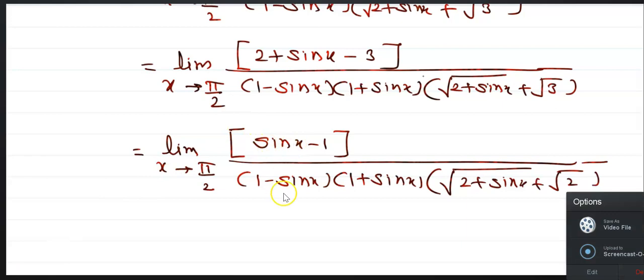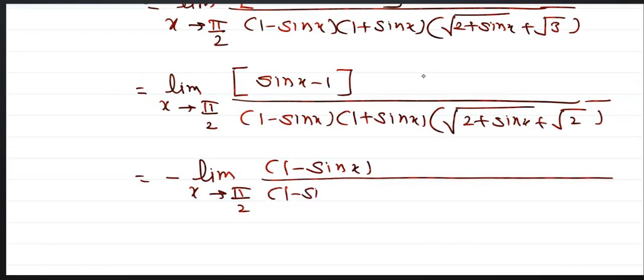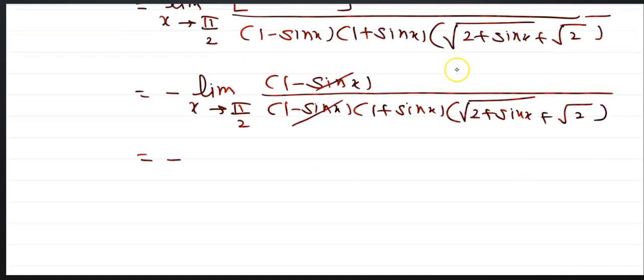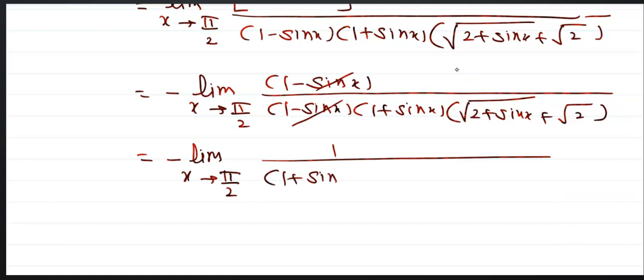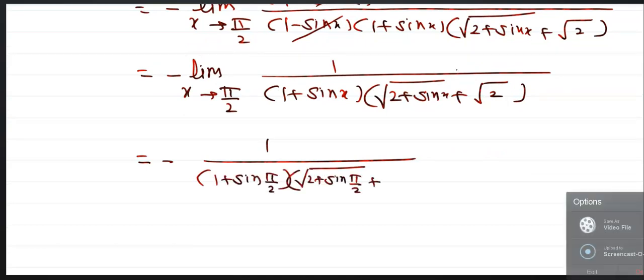Now from the numerator or the denominator we will take the minus sign common. Then these two terms will get cancelled. Now see this here. Minus sign is common from the numerator, limit x tends to pi by 2, 1 minus sin x upon 1 minus sin x into 1 plus sin x into root of 2 plus sin x plus root 3. Now 1 minus sin x gets cancelled, and that's why minus limit x tends to pi by 2, 1 upon 1 plus sin x into root of 2 plus sin x plus root 3. Now substitute x is equals to pi by 2, that is minus 1 upon in first bracket 1 plus sin of pi by 2 into root of 2 plus sin of pi by 2 plus root 3.